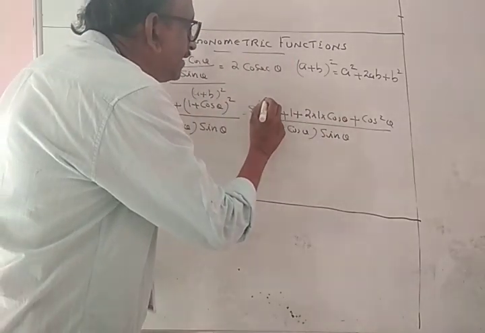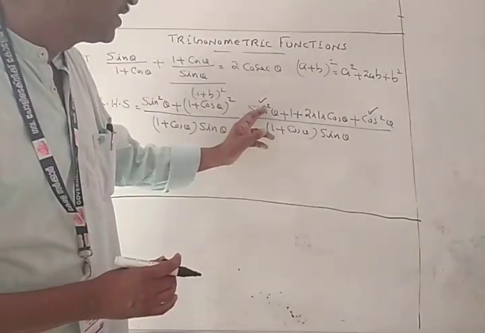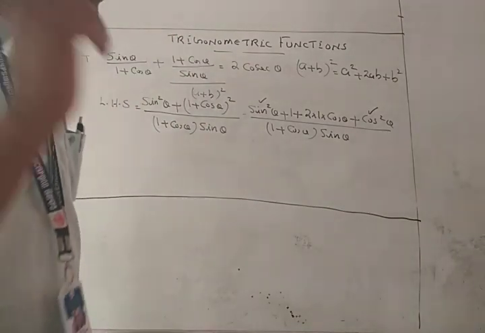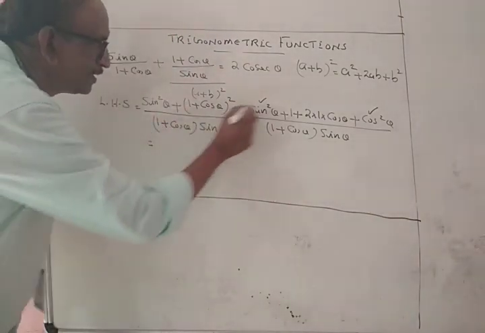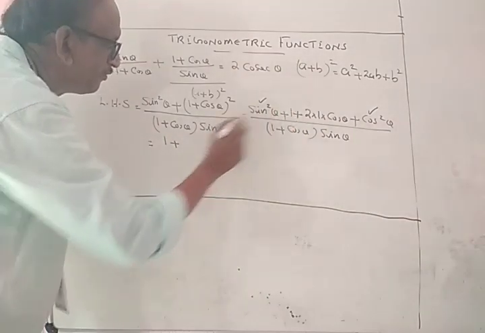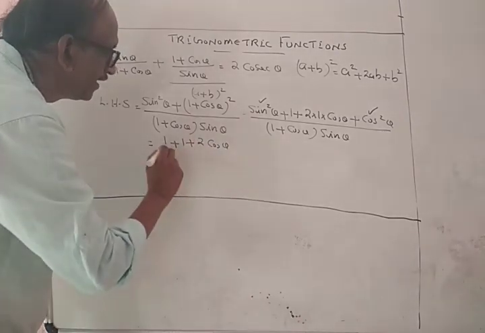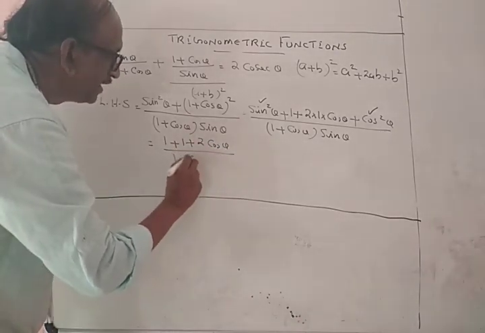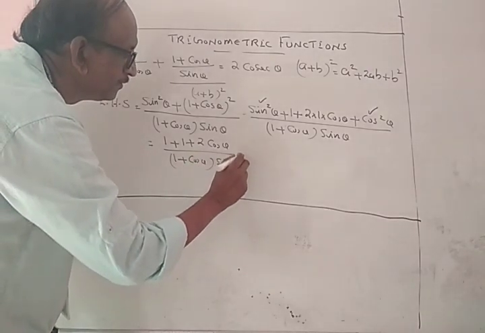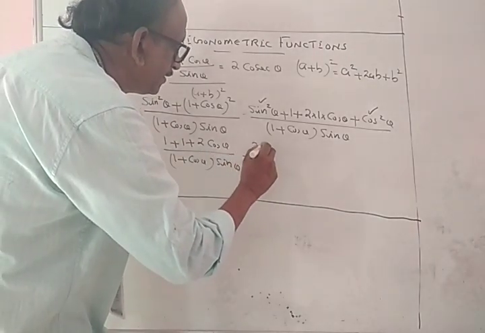Here sin squared theta, here cos squared theta. The connecting symbol is plus. Therefore sin squared theta plus cos squared theta. Sin squared theta plus cos squared theta is 1. So it is equal to 1, plus here also 1 plus 2 cos theta, divided by 1 plus cos theta into sin theta. Here 1 plus 1 is 2, 2 plus 2 cos theta.